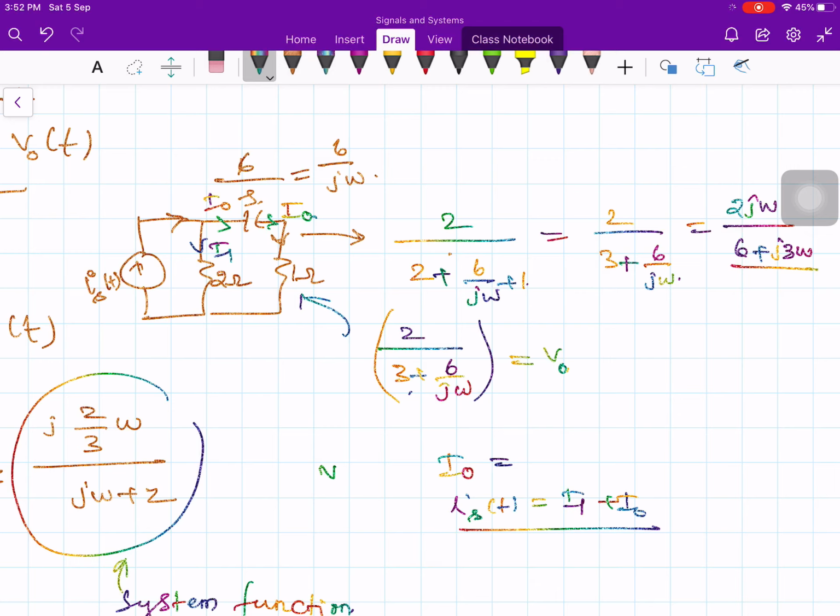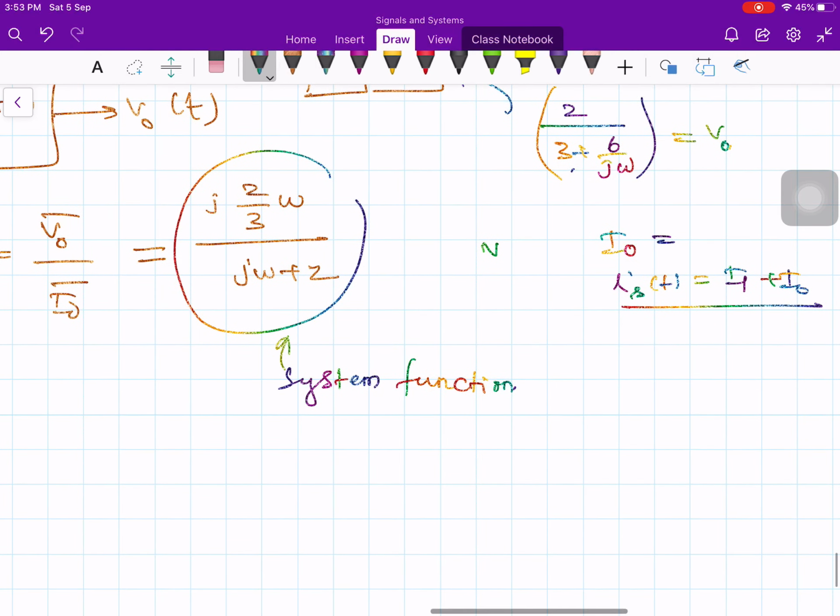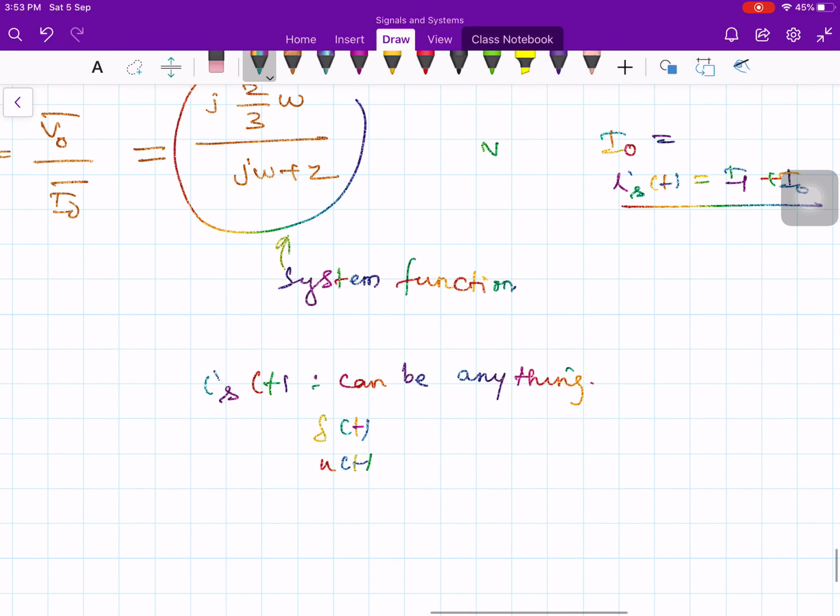Okay, this is the concept of impedances and admittances. Then you will get this result. So once you have the system function, we can calculate the response to any kind of excitation. This Is of t can be anything. Okay, it can be a del of t, it can be u of t, or whatever it is. We assume that the capacitor is initially uncharged.